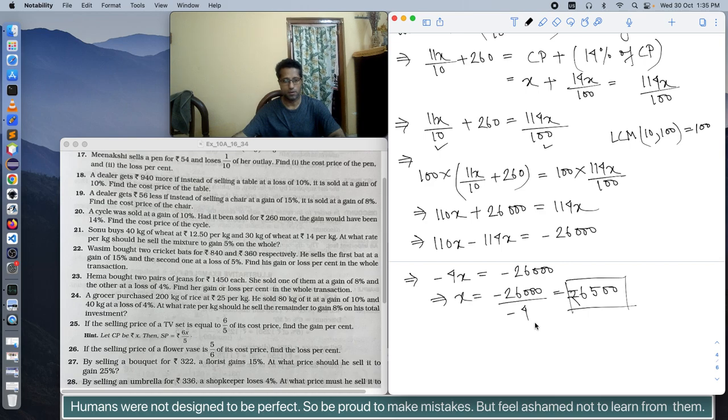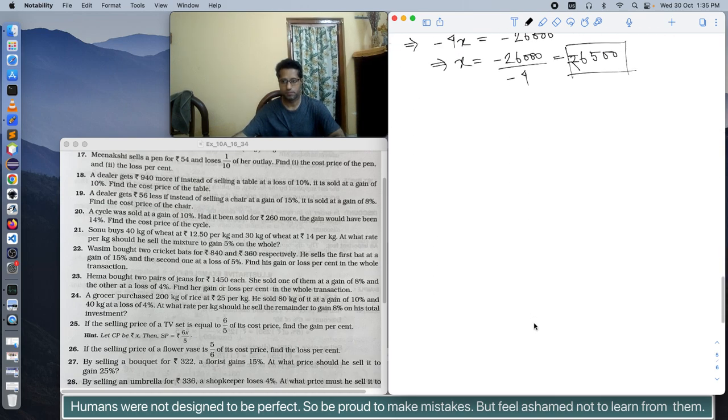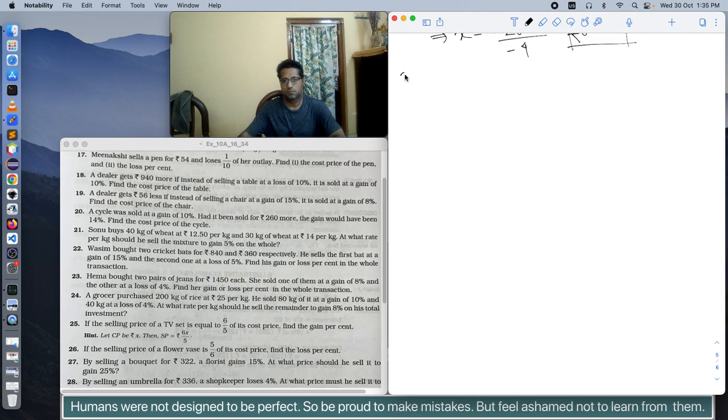Let's do problem number 21. Sonu buys 40 kg of wheat at rupees 12.50 per kg and 30 kg of wheat at rupees 14 per kg. At what rate per kg should he sell the mixture to gain 5% on the whole?